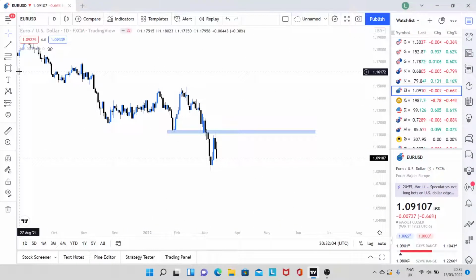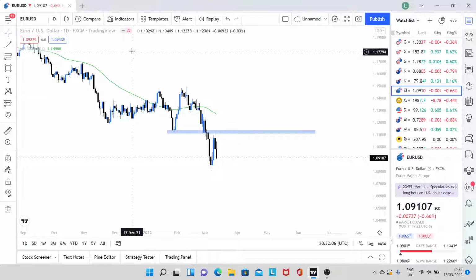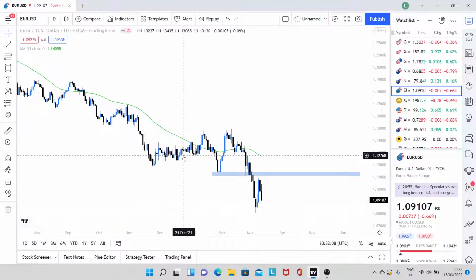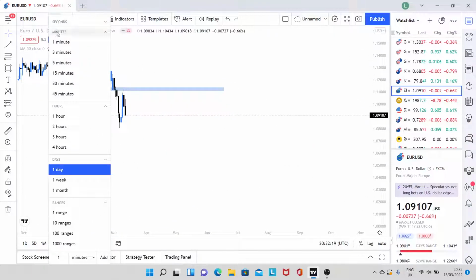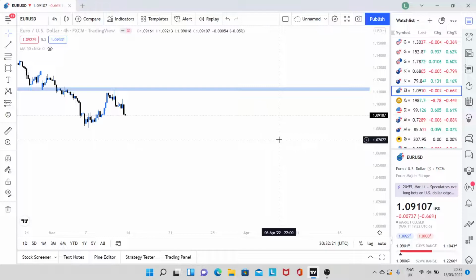As you can see, if we put on our moving average, the rule of thumb is if price action is below the moving average, we're looking to sell, and if it's above, we're looking to buy. So right now we're trading below the moving average, so ideally we want to be looking for some sell positions. So now if we drop down to the 4 hour, we might be able to see some entries.